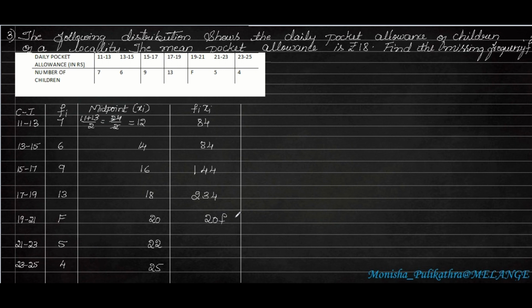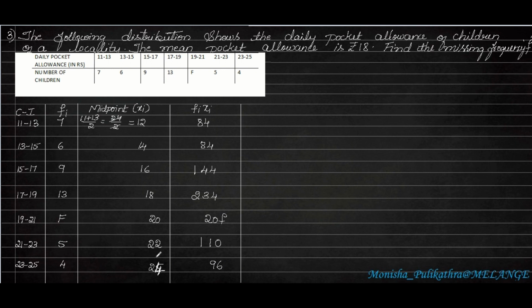Okay, so next 22 into 5. So 22 into 5 is 110. So next 25 into 4. Oh, sorry, here it should be 24. Okay, 23, 24 and 25. So here the middle term is 24, not 25. So 24 into 4 is 96.